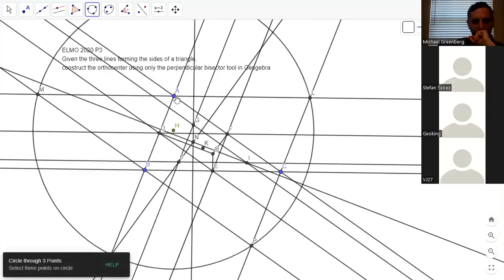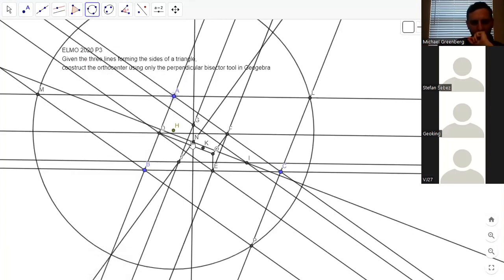So if I draw A and E, no, I don't think the center of that lies on it. What about AGE? Don't think so. Maybe AGN. No. Let me check the chat.